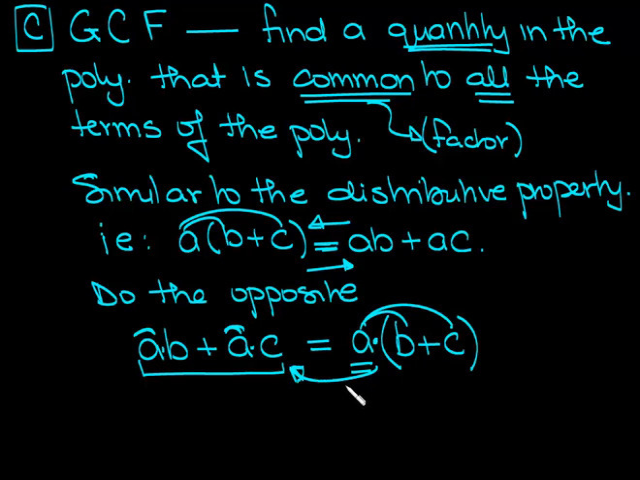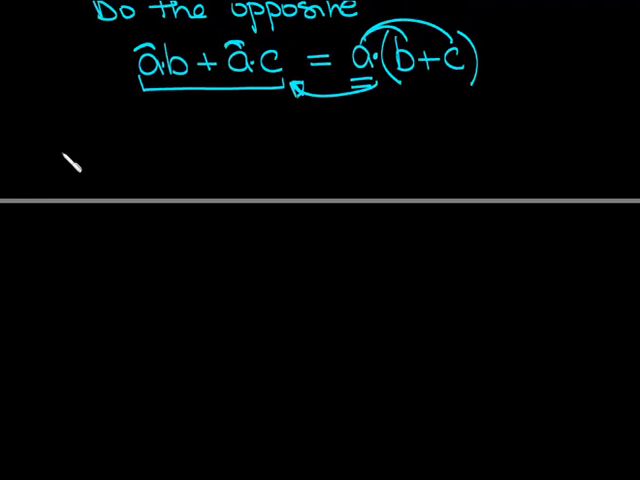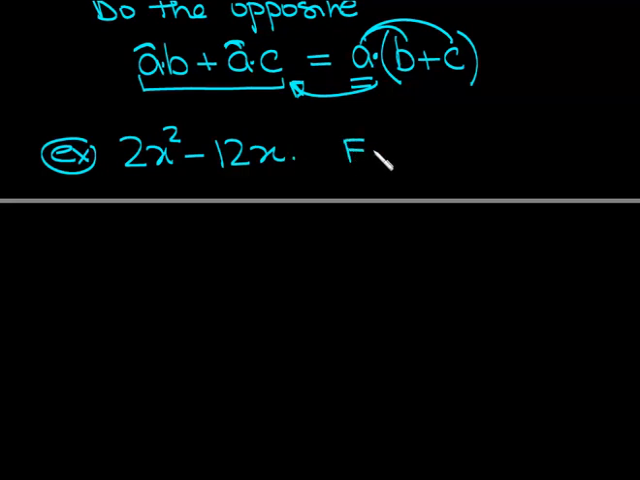So let's go ahead and take a look at some examples and see how this is going to help us factor polynomials. Let's start with something simple. So let's say you have 2x squared minus 12x. If you look at this polynomial, I want to factor this. They've asked us to factor. That means they want us to write it as a product.